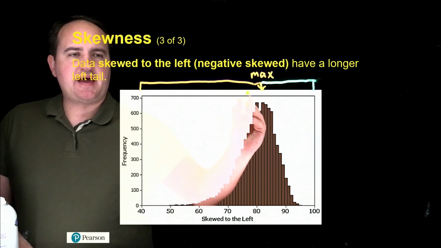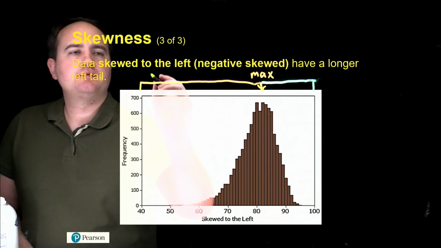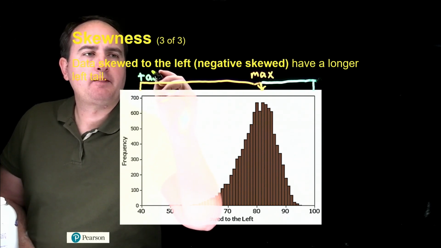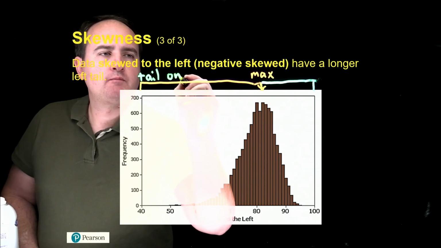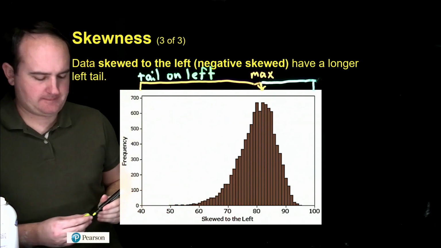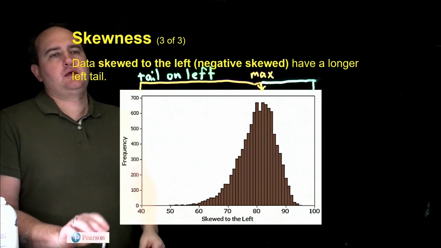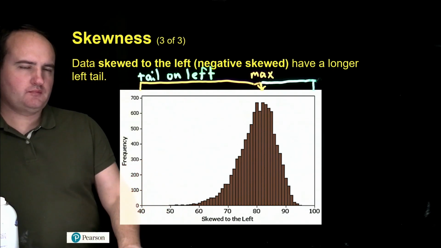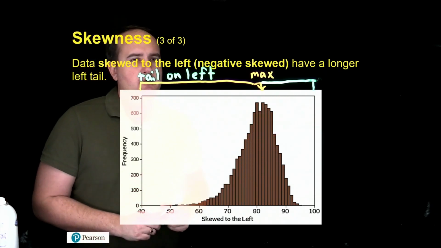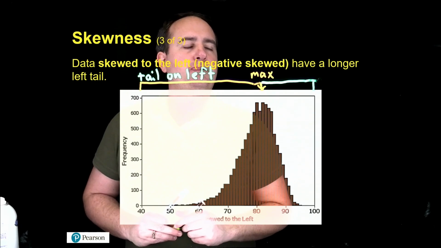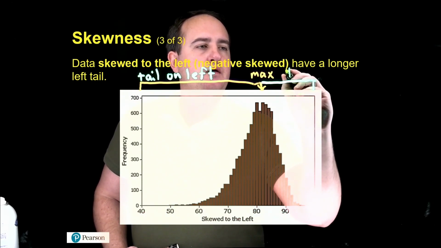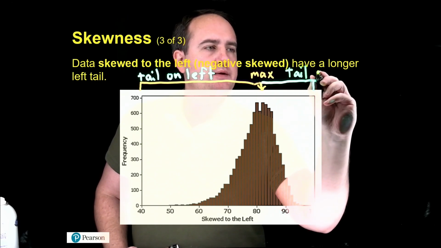Okay, so we got our max, and then the distance from the max to the left side of the graph is called the tail on the left. Okay. And then the distance from the max to the right side is called the tail on the right. Okay, so this one from here to here is the tail on the right.